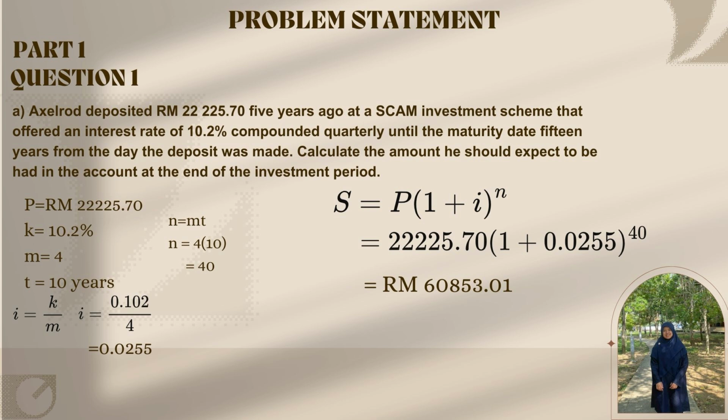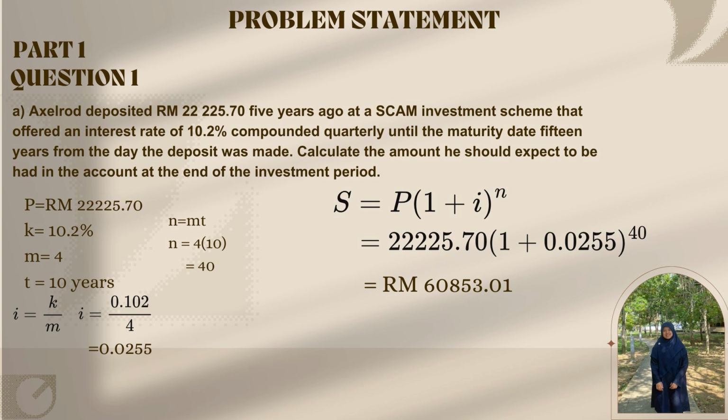First, we'll divide the annual interest rate by 4, since it's compounded quarterly. This gives us the interest rate per quarter. Then, we'll multiply the number of years, 10 years, since 5 years has already passed, by 4, to find out how many quarters there are in total. The formula used to calculate the future value of an investment with compound interest is S equals P times (1 plus i) to the power n.